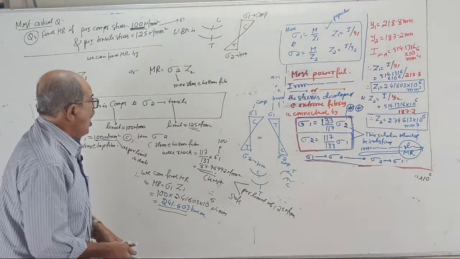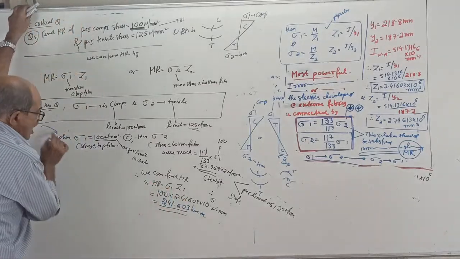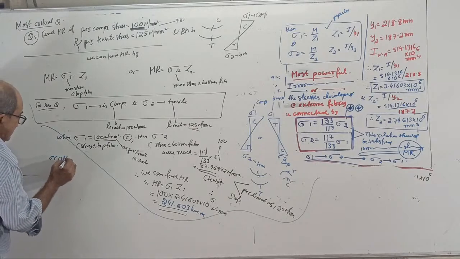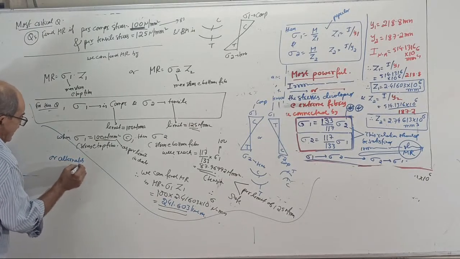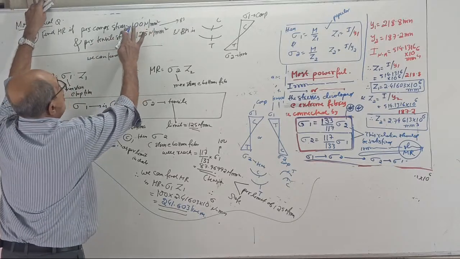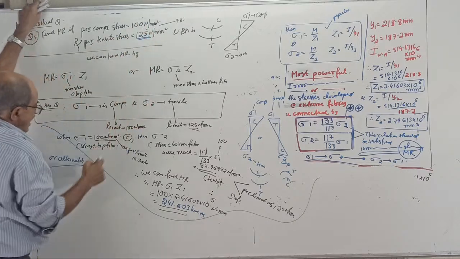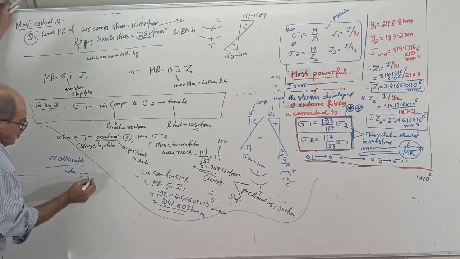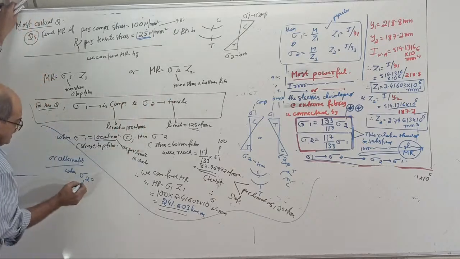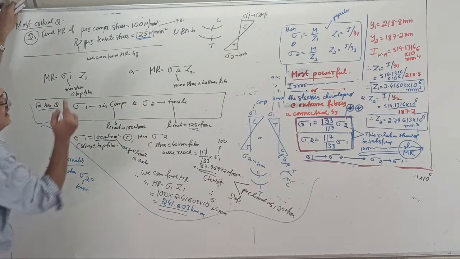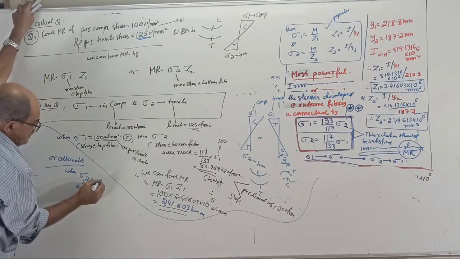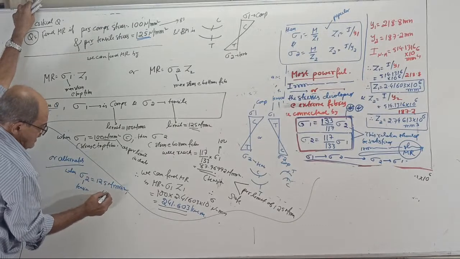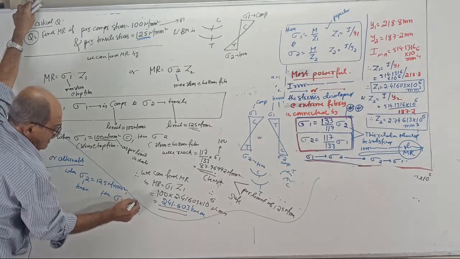Alternately, suppose you do one thing. Don't consider 100, go to 125. When sigma 2, that means tension, reaches 125 Newton per mm square, then how much will sigma 1 reach?